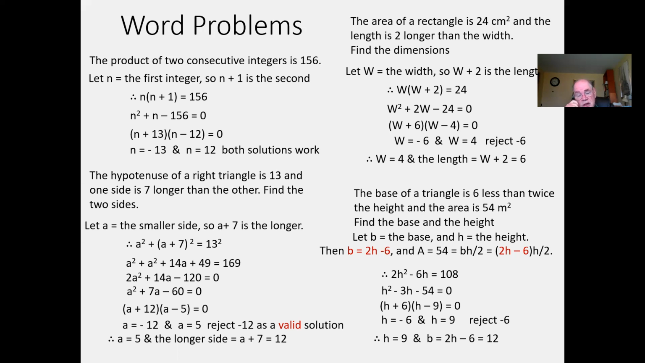Since we're dealing with a geometric figure, we reject the minus 6 and take the 9. But here, because of the complexity of the relationships, the other number is not 6, but in fact it's 12. Okay, the height turns out to be a legitimate height of 9, and the base is 12. And sure enough, if you multiply up those and divide by 2, you will get 54.